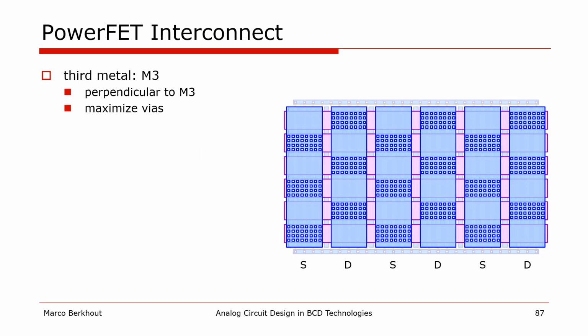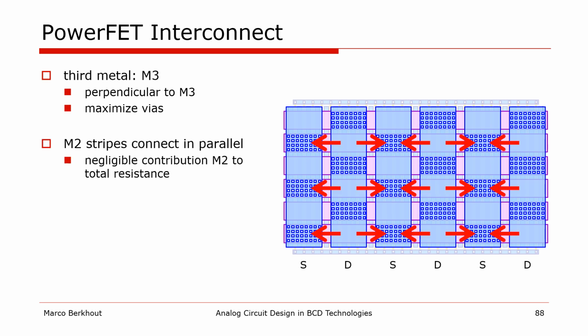For metal 3, we repeat the procedure. We make even wider vertical tracks and connect to the metal 2 with a checkerboard pattern using maximum vias, creating alternating source and drain connections. And now the metal 2 lines are also split in short segments connected in parallel by metal 3, making the contribution of metal 2 to the total resistance negligible. Current only has to flow a very short distance through the metal 2 before it reaches the metal 3.